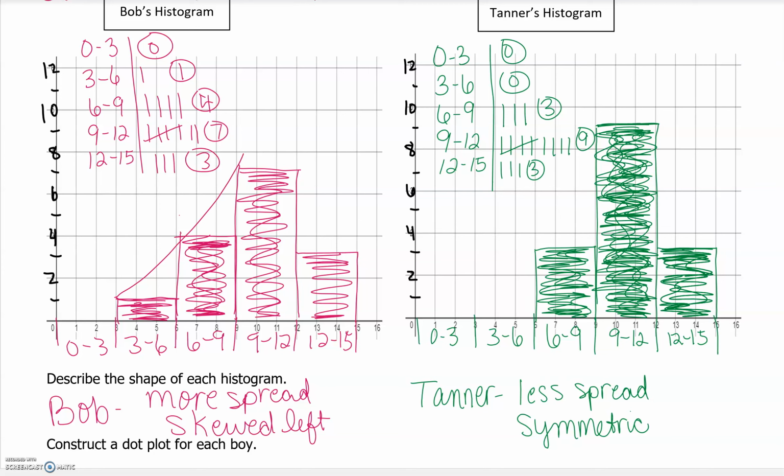For Tanner's histogram, we can see that it looks even on both sides of the peak of groups 9 through 12. So there's less spread. Most of the data falls very close together. So it is symmetric and it is even on both sides.